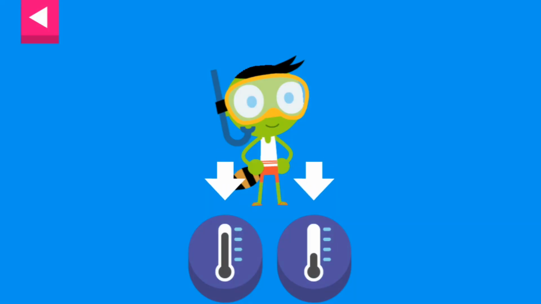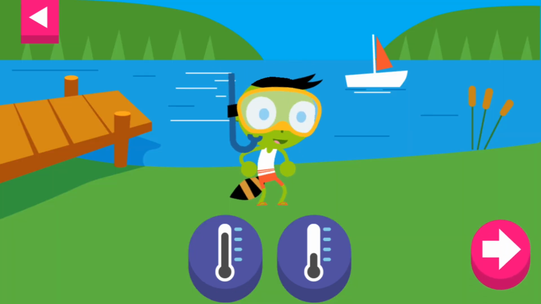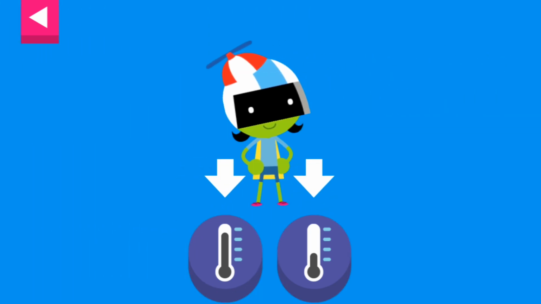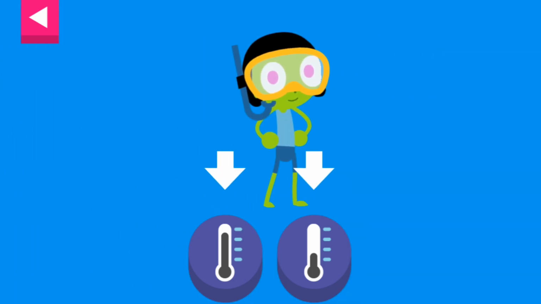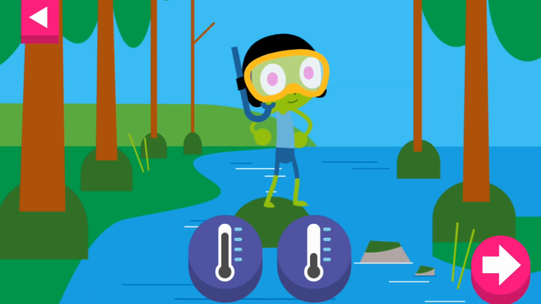Dell's ready for a swim. Tap the thermometer. Dell is dressed for a warm day. Tap the thermometer that shows it is warm. Dot's ready for warm weather. Tap the thermometer that shows that it is warm.